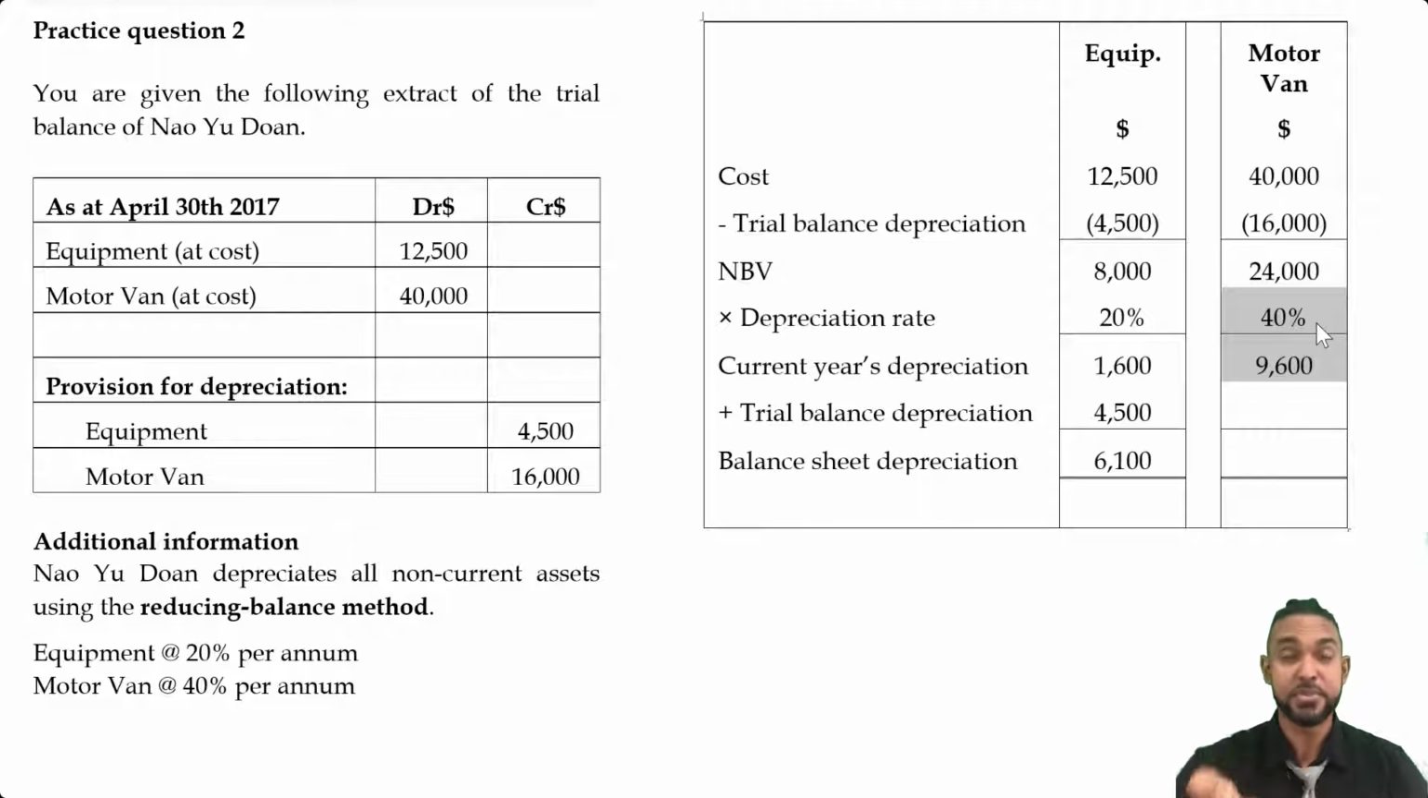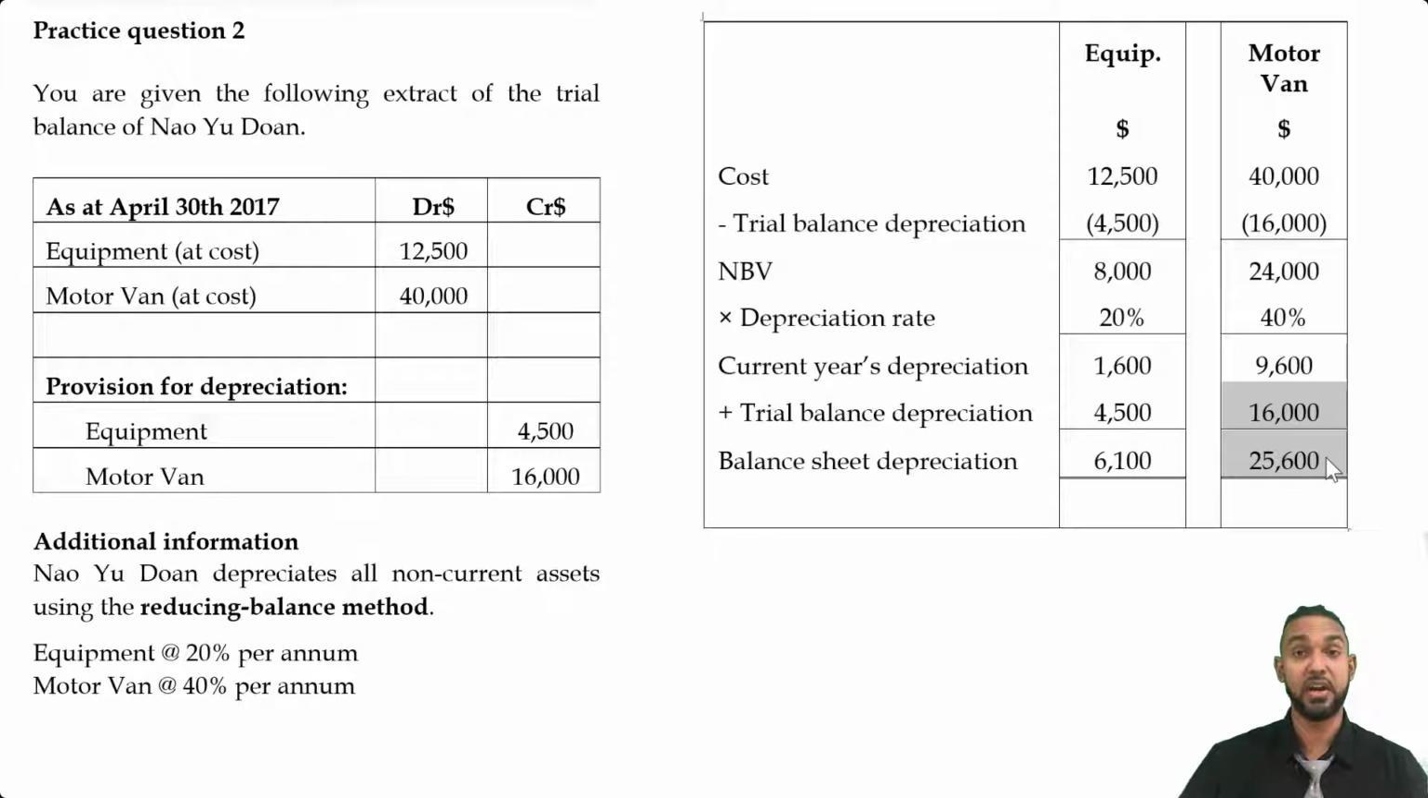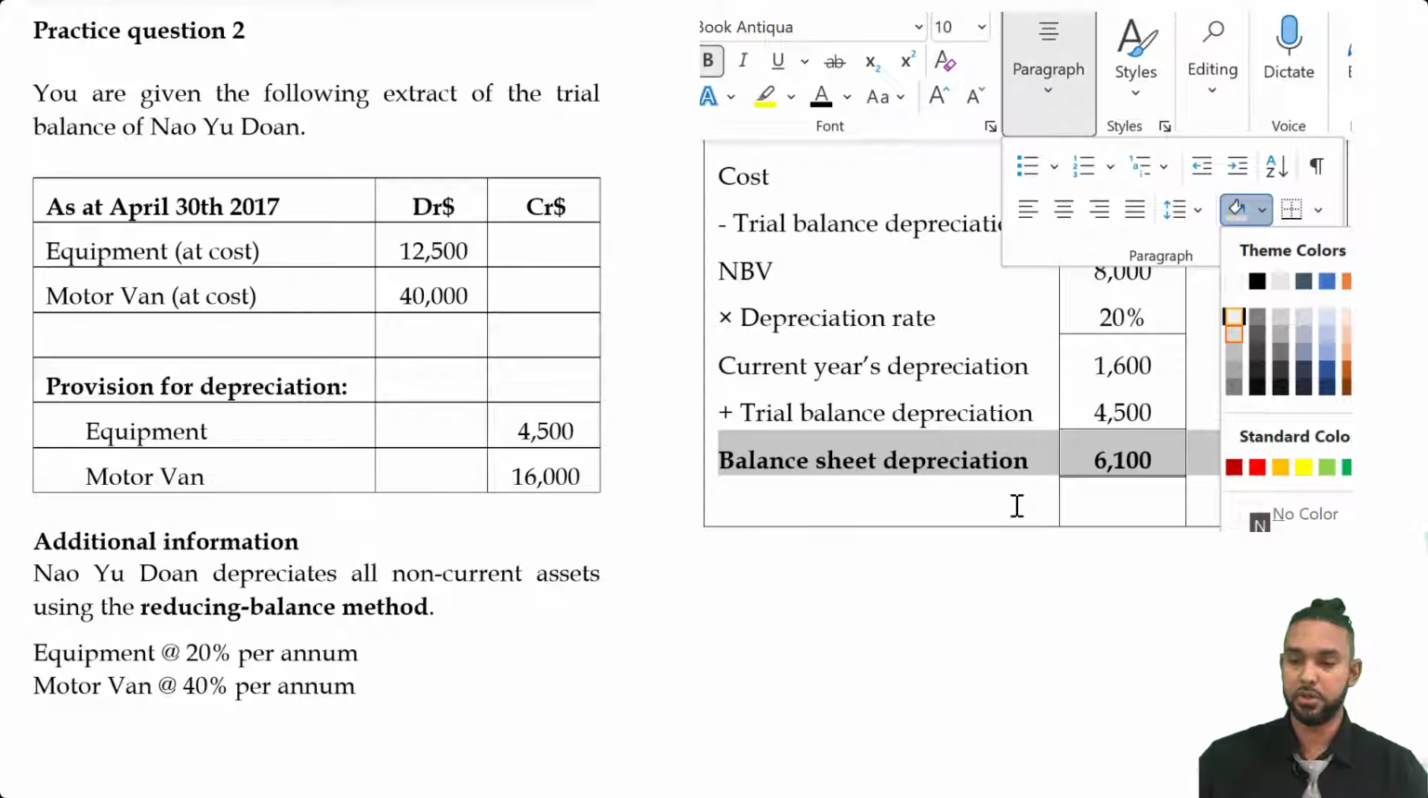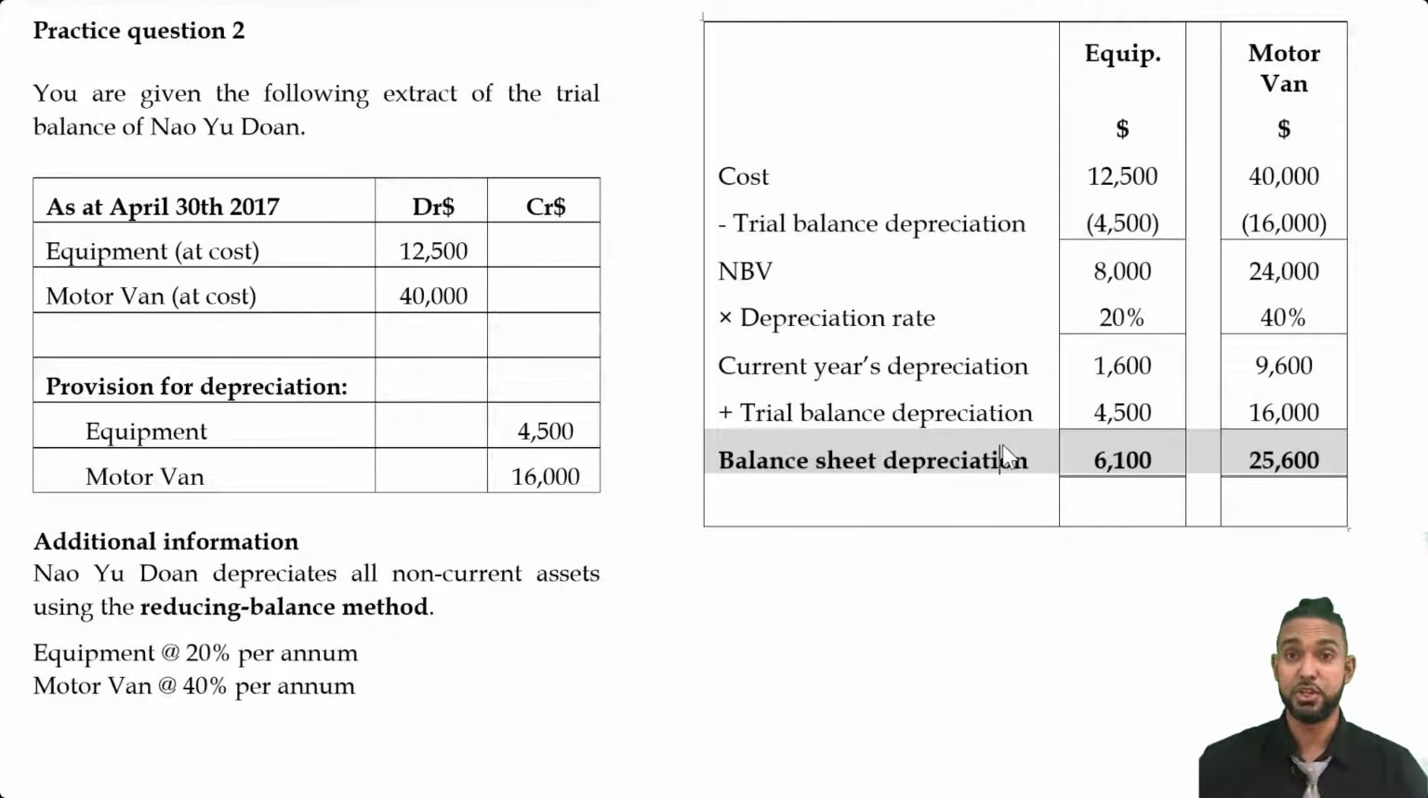Now that is the income statement figure. That's the depreciation expense for the current year. What do we need? The balance sheet figure. How do we get it? We take the income statement figure and add it to the trial balance figure. So the trial balance figure, as you can see above, is 16,000. 9,600 plus 16,000 is 25,600. So now we have the information that we need in order to populate the balance sheet extract.